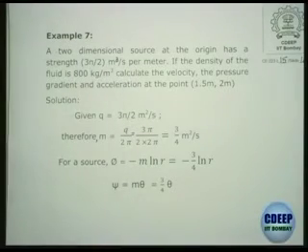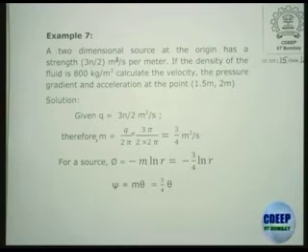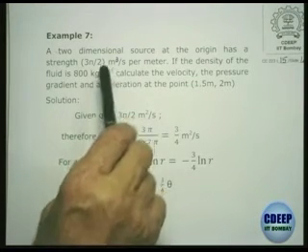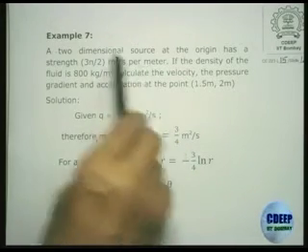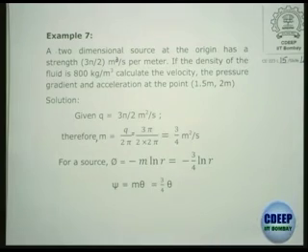A two-dimensional source at the origin has a strength 3 pi by 2 meter cube per second per meter. Instead of that, I could have written so many meter square per second. But to make it a little clearer, I wrote so many meter cube per second per meter. That means that's the value of Q for your source. Density of the fluid is given 800 kg per meter cube. Calculate the velocity, pressure gradient, and acceleration at this point.